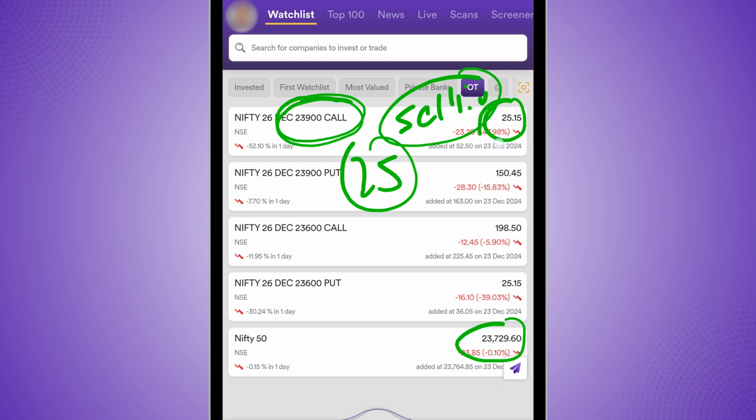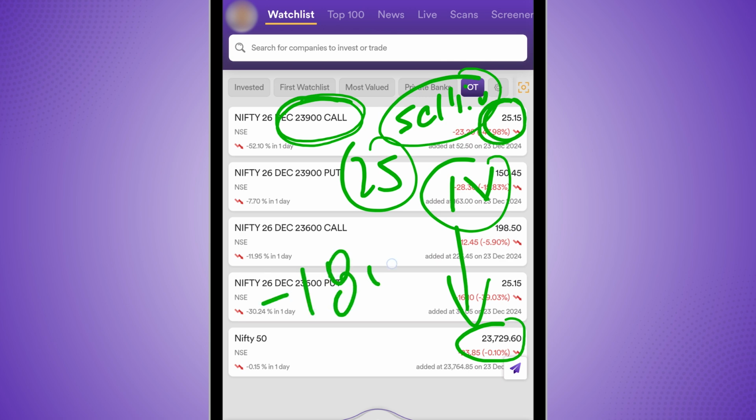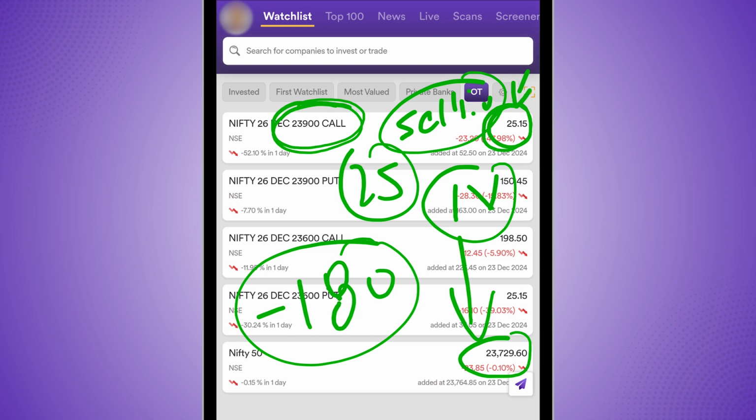Now, in all likelihood, this premium will go to zero, because at this point, this premium has no intrinsic value because the current market is way below 23,900. In fact, it's minus 180 right now. So the time value is giving it 25 as its current price, but this is likely to go to zero if the market does not go above 23,900.